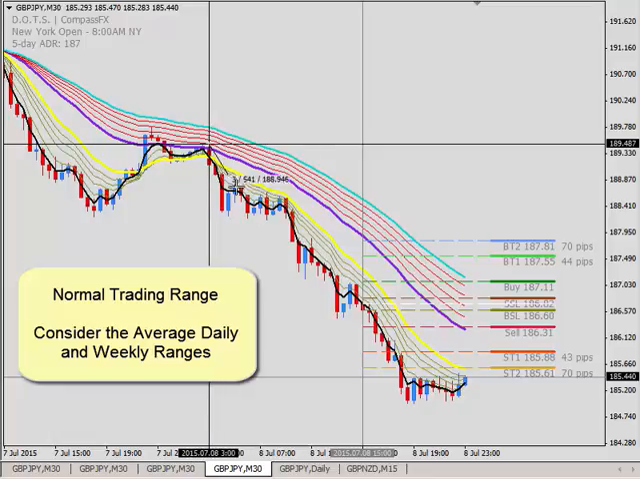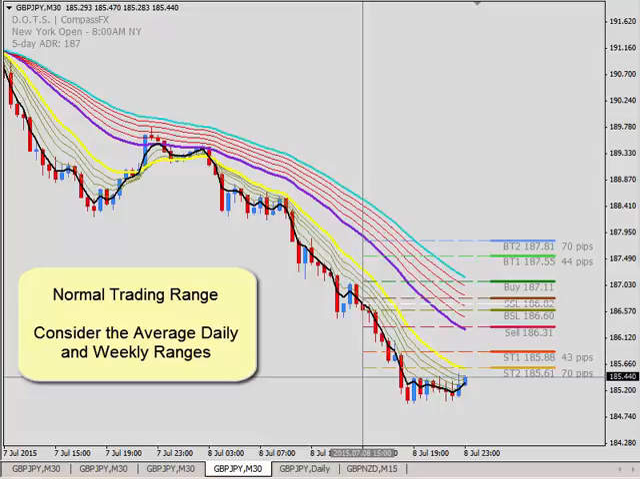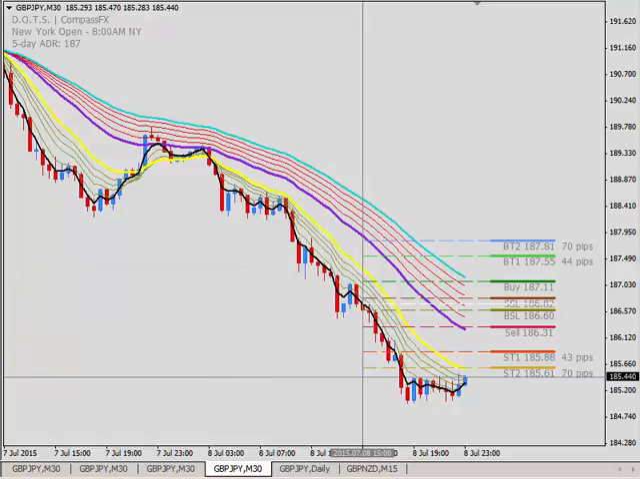From the high of the day down to this low point right here, that's already 300 pips into the move. We're well overextended at this point. So consider your average daily range. If the market goes beyond the average daily range, consider your average weekly ranges. And be cognizant of any retracements or extensions on a higher time frame chart.